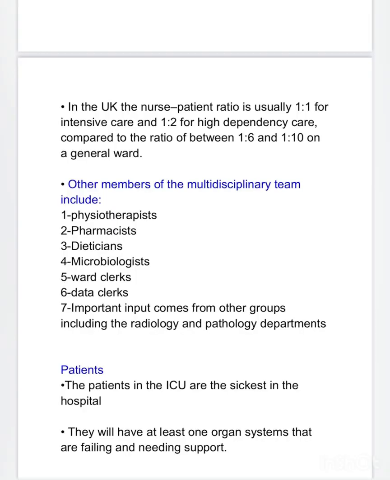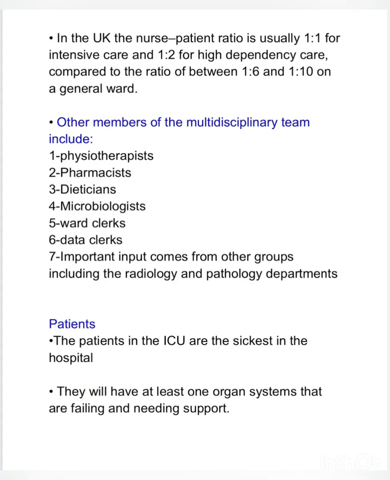In the United Kingdom, the nurse-patient ratio is usually 1:1 for intensive care and 1:2 for high dependency care, compared to a ratio of between 1:6 and 1:10 on a general ward. Other members of the multidisciplinary team include physiotherapists, pharmacists, dietitians, microbiologists, ward clerks, and data clerks. Important input comes from other groups, including radiology and pathology.